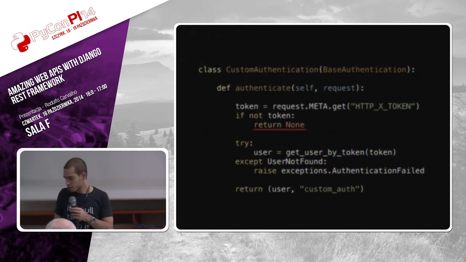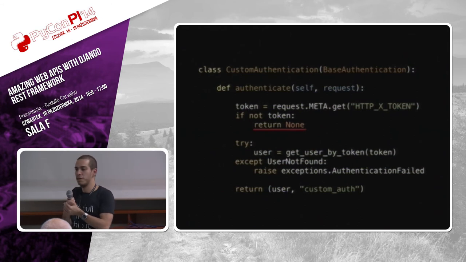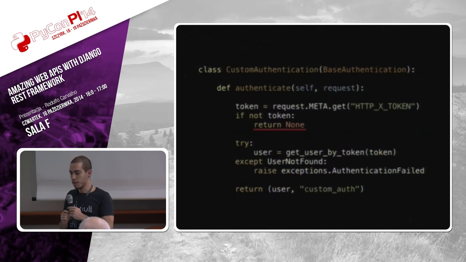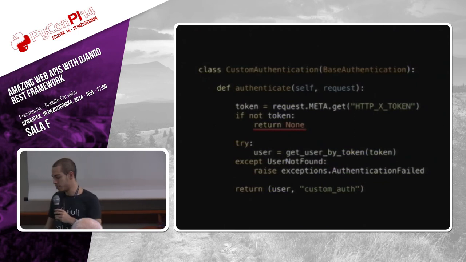So for example, in this case here, you check for a token and then there's no token in the request headers, you're just going to say, okay, if there's no token, try the next method. Maybe the next method is OAuth and you fulfill the requirements for that. Or maybe no authentication method is going to work and then you have basically an unauthenticated request, which is also possible.